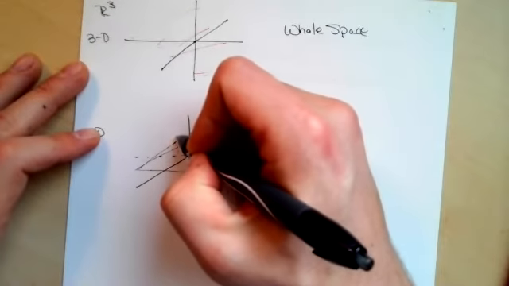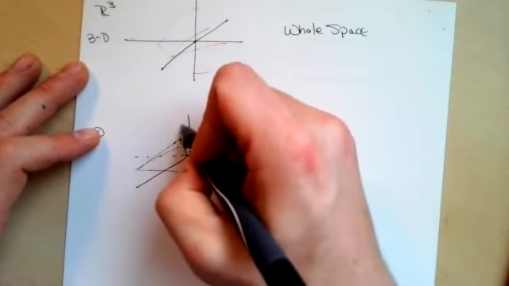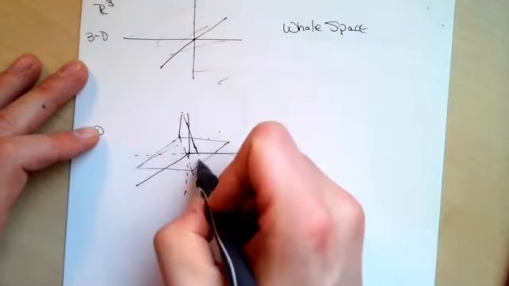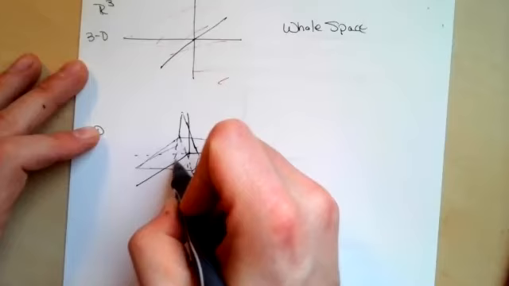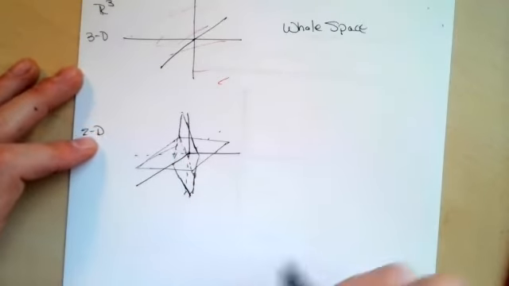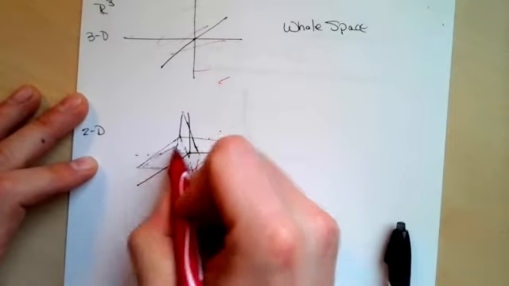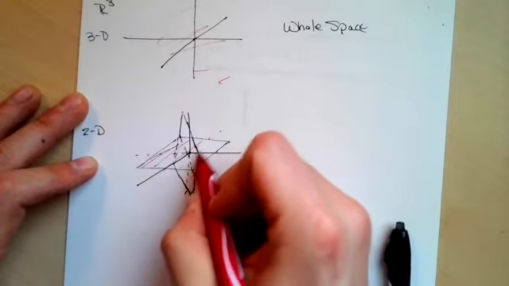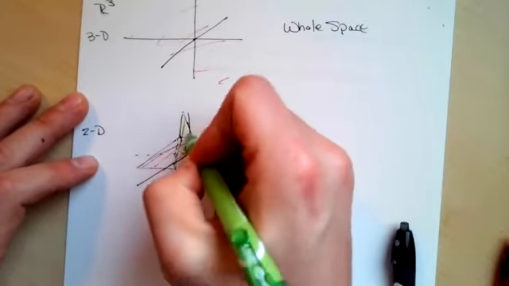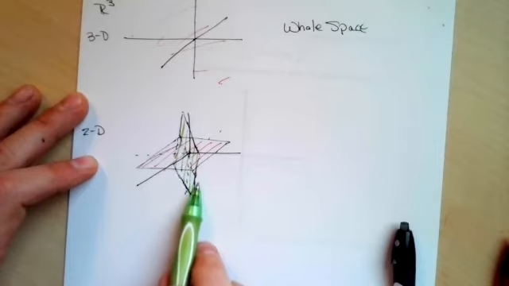Let's draw one perpendicular to that, but at a diagonal. So one that goes up and down and cuts through that. So our red plane might be like the XY plane. And then the green plane is a vertical plane that follows the line x equals y.